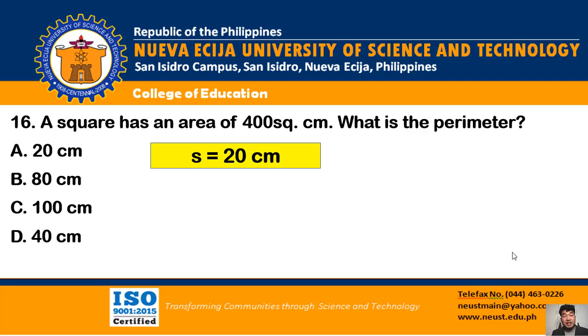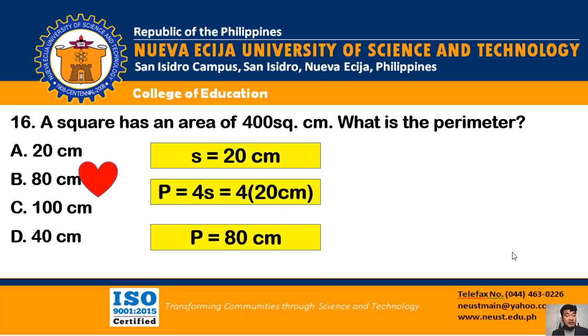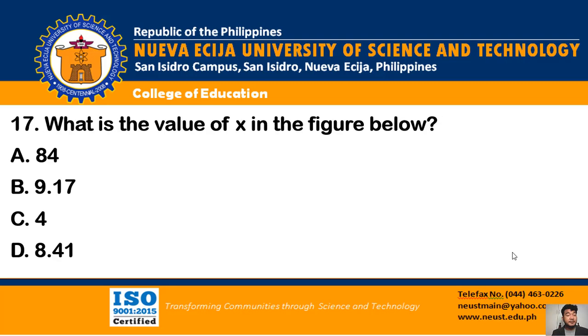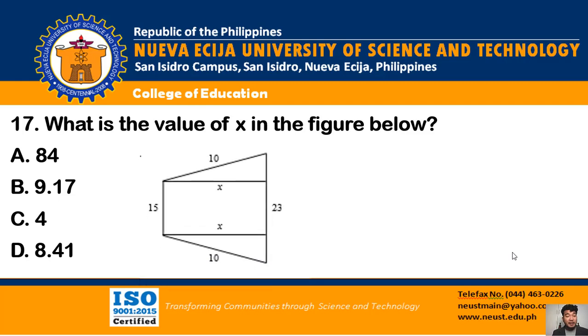But we are not done yet, because the question is, what is the perimeter? Perimeter is 4s, or 4 times the side. 4 times 20 cm is equal to 80 cm, which is letter B. Number 17. What is the value of x in the figure below? Here's the figure. Our task is to solve for x.